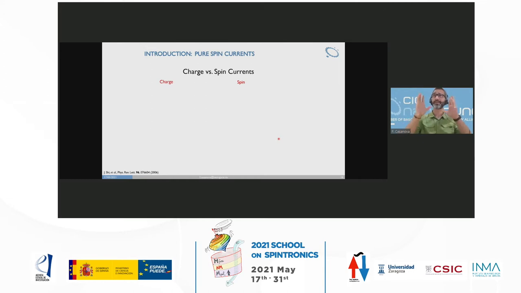So in order to have a very naive view of why we think spintronics, or spin currents in particular, can be better, we can look at the definition of charge current and spin current. A charge current is basically the time derivative of a charge at a given position, because the charge is a constant in a particle, in an electron. Essentially, the charge current is just a charge that is moving at a certain speed. That implies Joule heating.